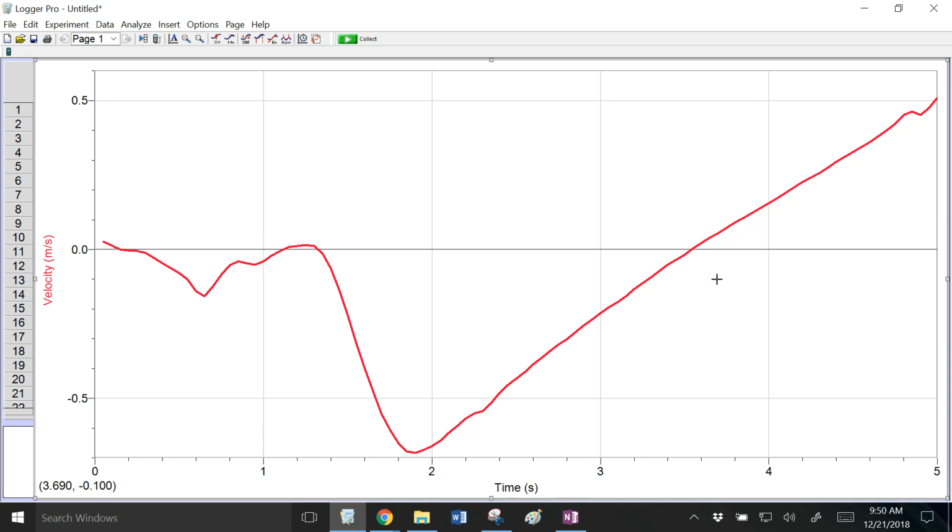So the graph that we have, I gave it a pretty good push. It got almost all the way over to the motion detector. So I give it a softer push. What's the slope of that graph going to look like? What do you think? Check with your neighbor quick.